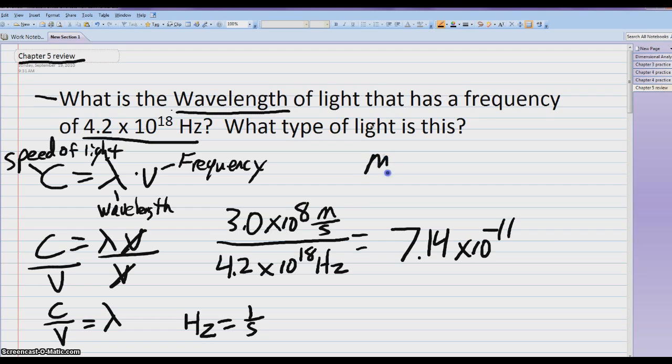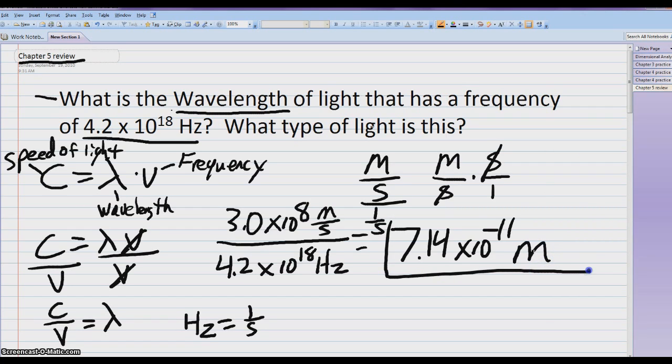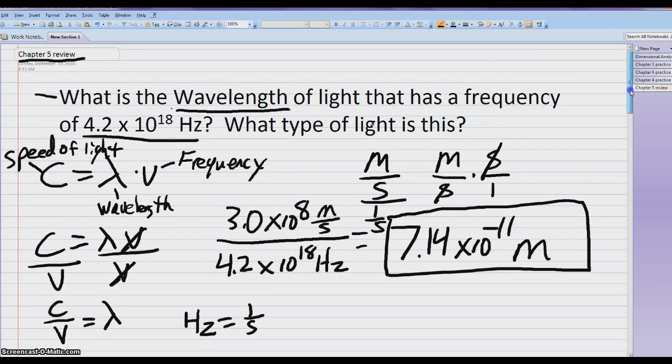Okay, so let's talk about our unit here. For speed of light, we've got meters over seconds. We're going to divide that by hertz, which is 1 over a second. If we're dividing by a fraction, we flip it, we do the reciprocal. So we've got meters per second times seconds over 1. The seconds cancel. We're left with meters as our unit for this problem. So our final answer is 7.14 times 10 to the negative 11th meters.